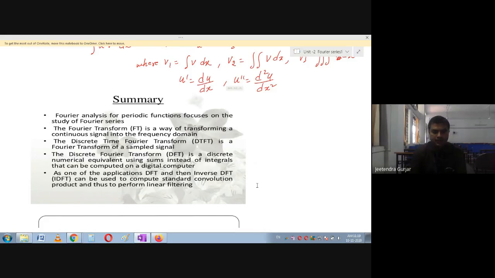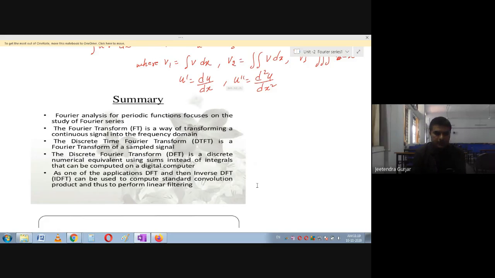Discrete time Fourier transformation is a Fourier transformation of sampled signals. The discrete Fourier transformation is a discrete numerical equivalent using sums instead of integrals, which can be computed on a digital computer. It means you have a lot of numerical equivalence. You are going to add, you are going to divide. Yes, it means you are going to use many integrations and many differentiations in this. It is a combination of integration and differentiation.